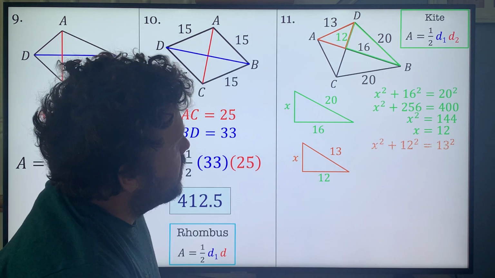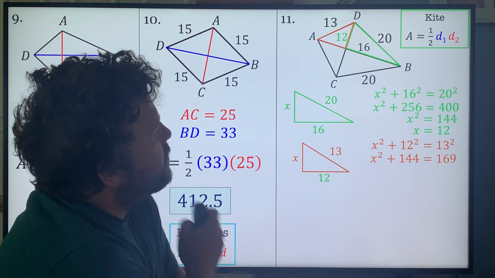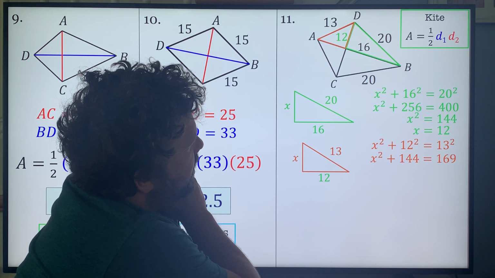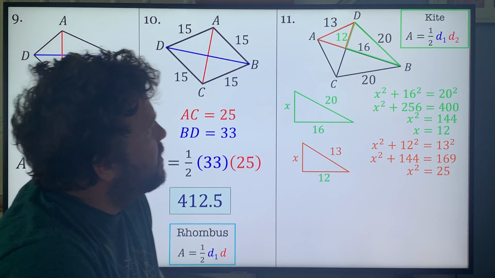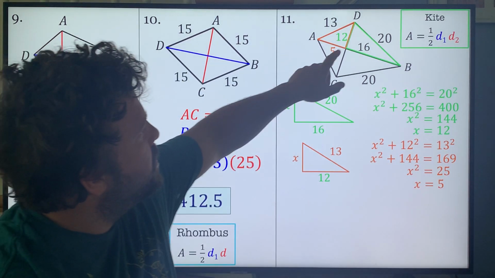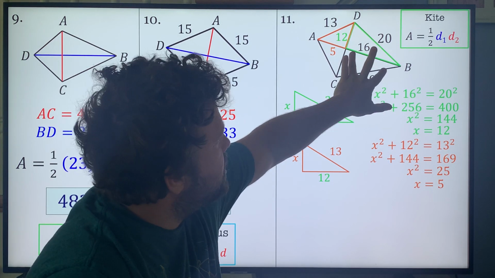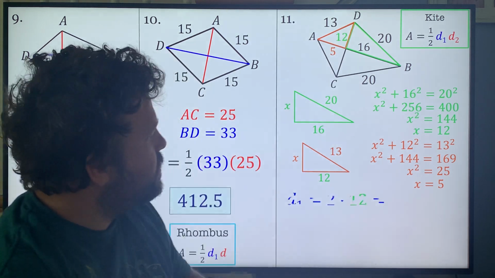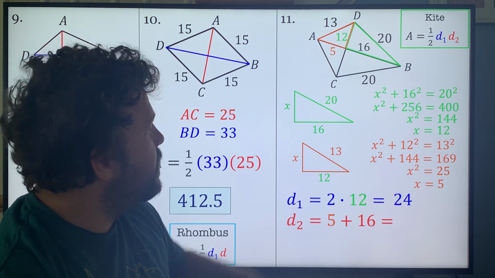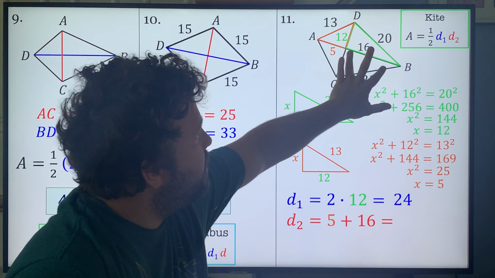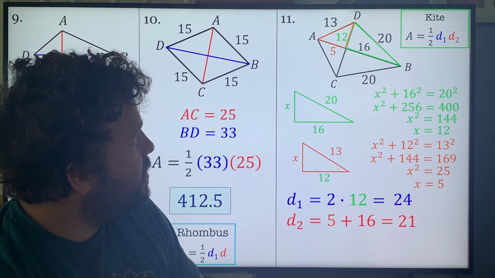So x squared plus 12 squared is 13 squared, x squared plus 144 is 169, and that happens to be the square root of 25, which is 5. So 5 and 16, 12 and 12. So 2 times 12, this is diagonal 1, DC, is 24. Diagonal 2 is AB, 5 plus 16 is 21.